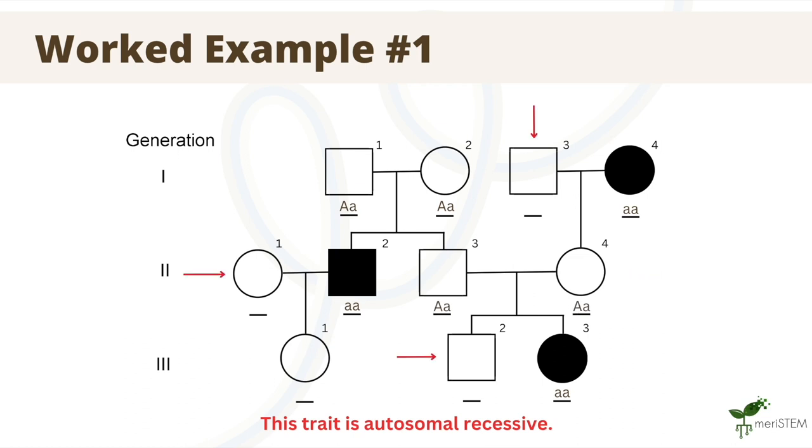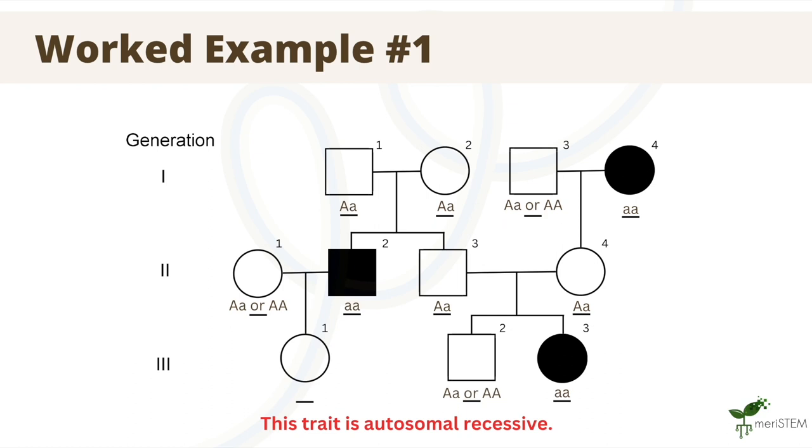Now let's have a look at these three individuals here, and it is quite difficult to work out their exact genotype because we do not actually have enough information to work it out completely. However, since they do not display the trait as they are not shaded, we know that they must have at least one dominant allele. Therefore, they are either homozygous dominant or heterozygous for the trait.